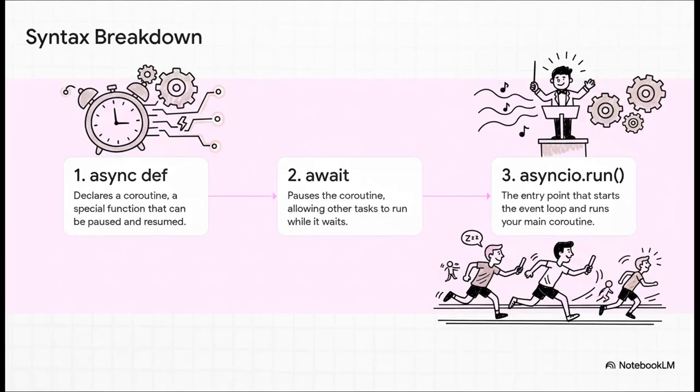Let's really break that syntax down, because these three pieces are the magic behind it all. First up, you have async def. That declares a coroutine, which is just a fancy word for a function that knows how to be paused and resumed. Second, you have await. That's the keyword that actually does the pausing. It hands control back to a central coordinator, basically saying, hey, I'm waiting now, so let something else run. And finally, asyncio.run. That is the central coordinator. We often call it the event loop. It's like the conductor of an orchestra, making sure all the different tasks get their turn.